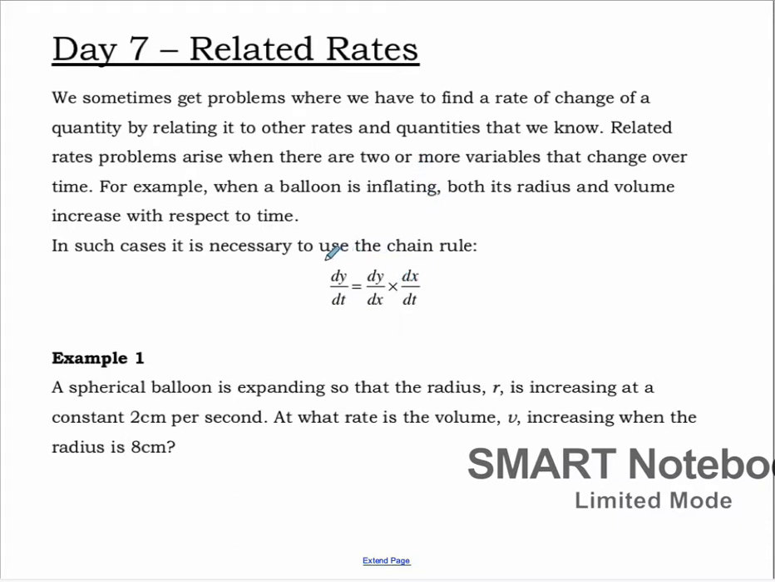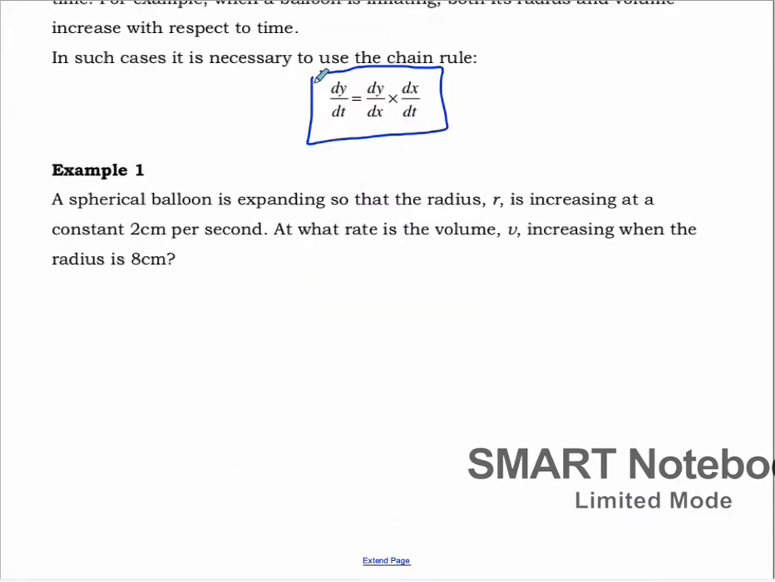Sometimes we use the chain rule explicitly, and that might be a first step you often see in some of these answer keys. I just do implicit differentiation every time, as I'll show you now. A spherical balloon is expanding, so its radius is increasing at a constant 2 centimeters per second. So that's dr/dt, the rate at which the radius is increasing, 2 centimeters per second. At what rate is the volume increasing when the radius is 8?